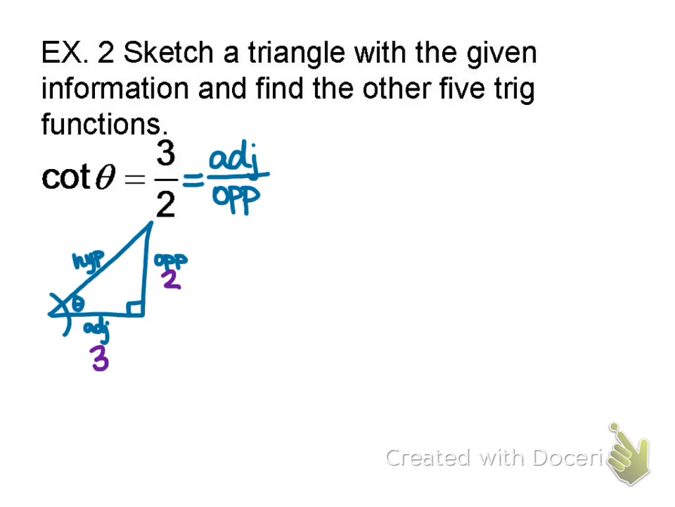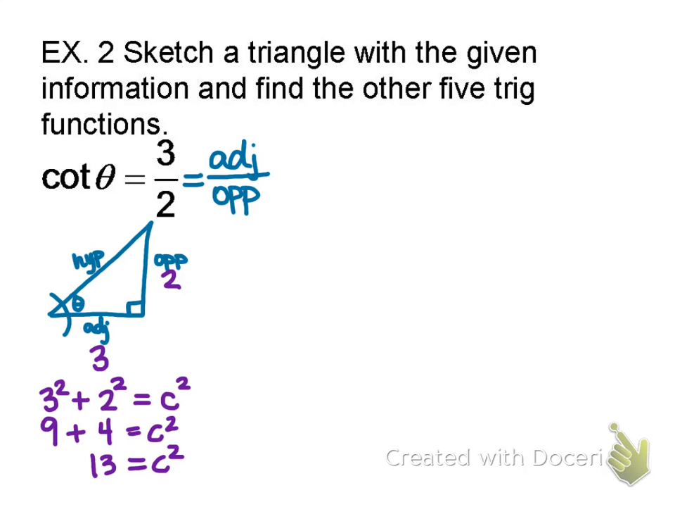Now I need to solve for the hypotenuse. So I'm going to use the Pythagorean theorem. So 3 squared plus 2 squared equals c squared. So that's going to be 9 plus 4 equals c squared. 9 plus 4 is 13. And then we need to take the square root of 13 to get c. So our hypotenuse is the square root of 13. Now that we have all 3 sides, we can find the other trig functions. We already have cotangent, so we just need 5 answers on this one.